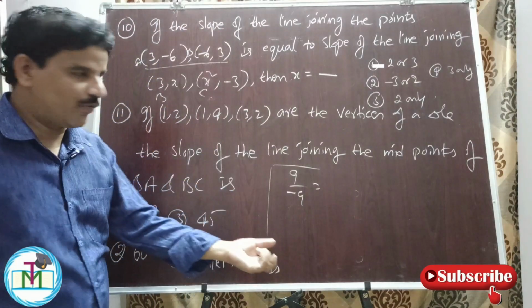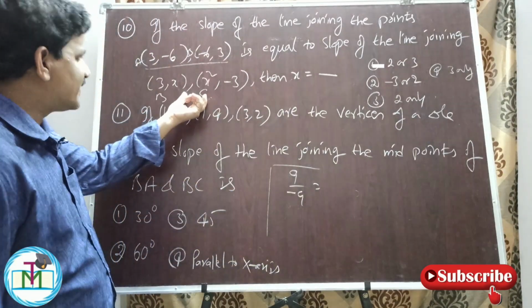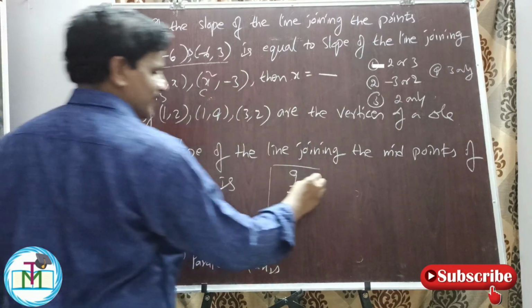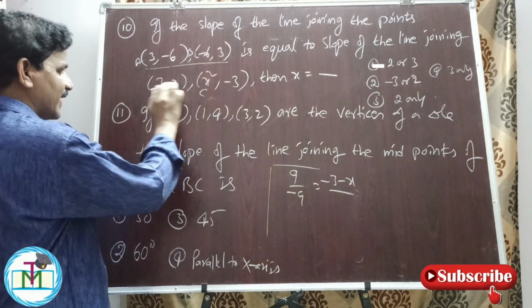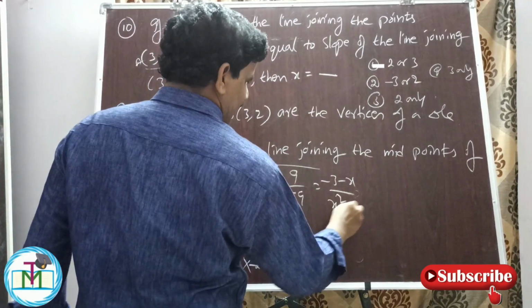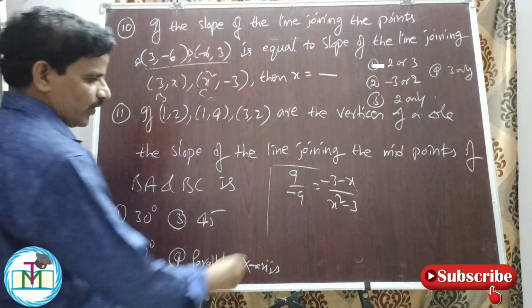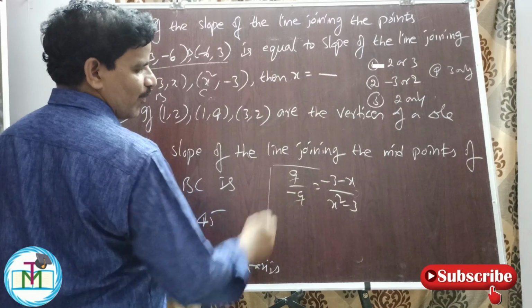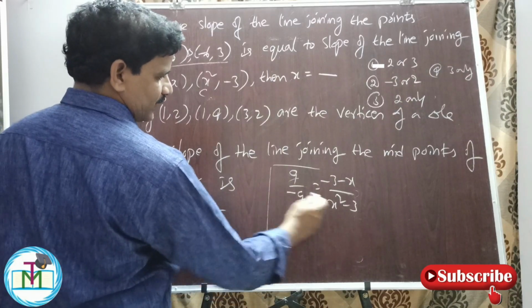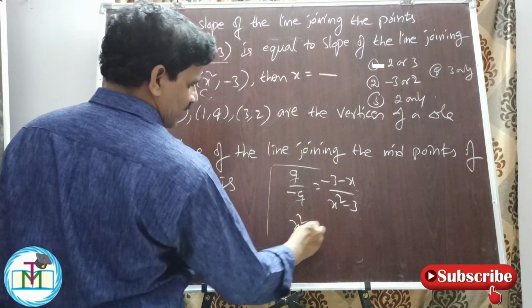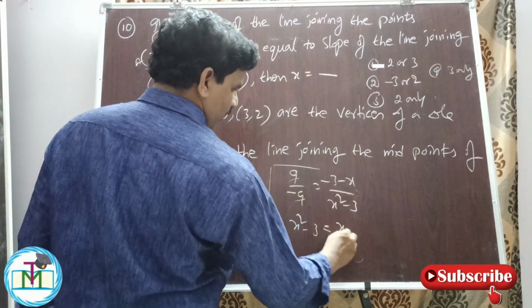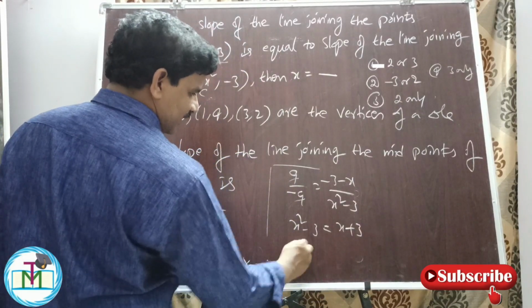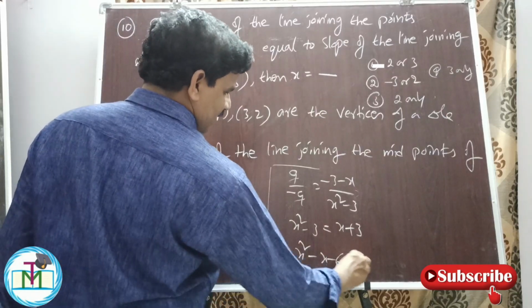Slope of AB is equal to slope of BC, minus 3 minus x by x2 minus x1, that is x square minus 3. So here 9 goes into minus 9 minus 1 times. When I cross multiply, x square minus 3 is equal to, minus into minus, plus, x plus 3. When it comes to this side, x square minus x minus 6 is equal to 0.